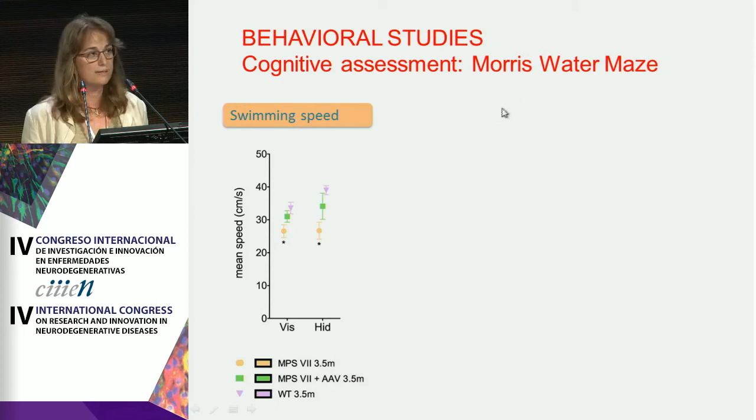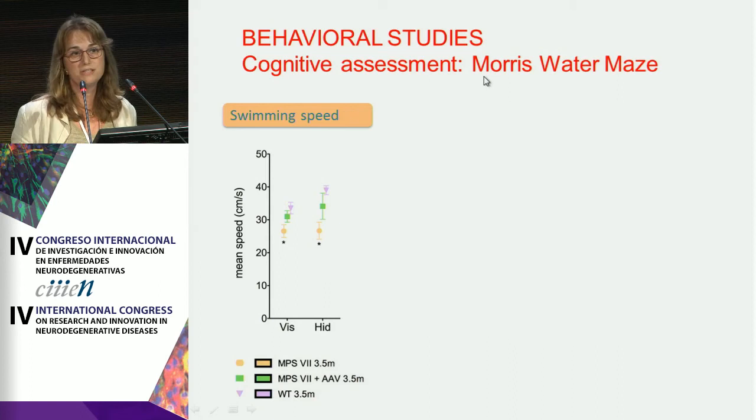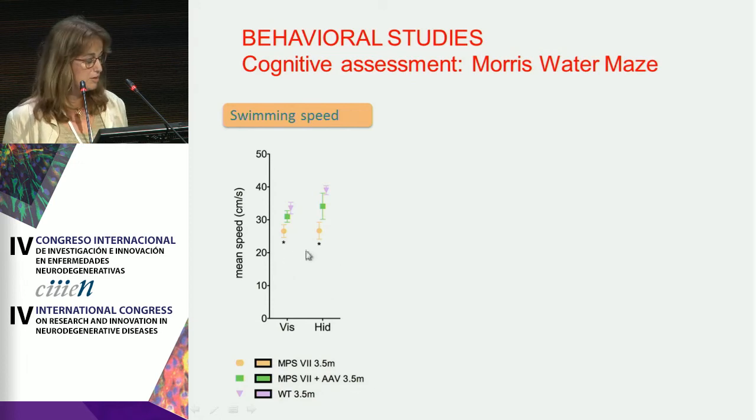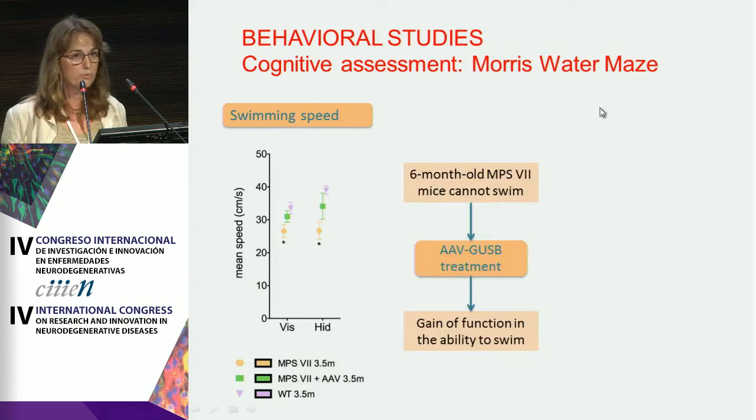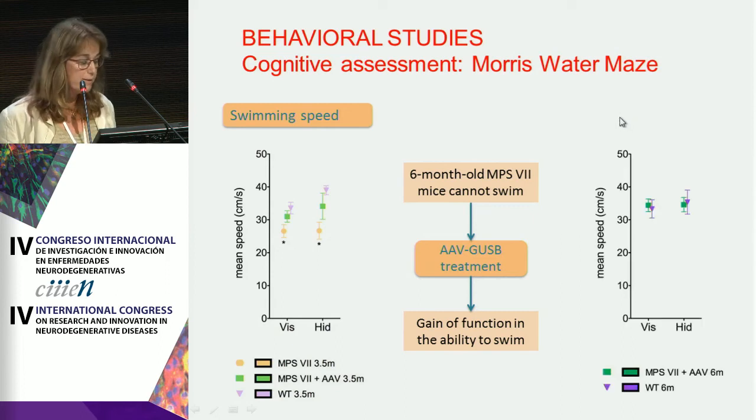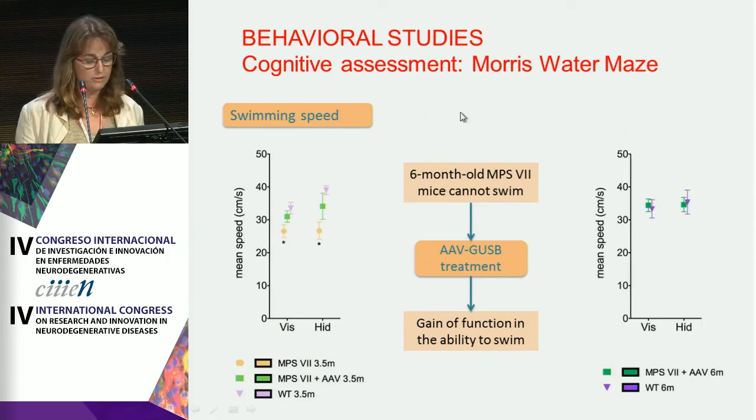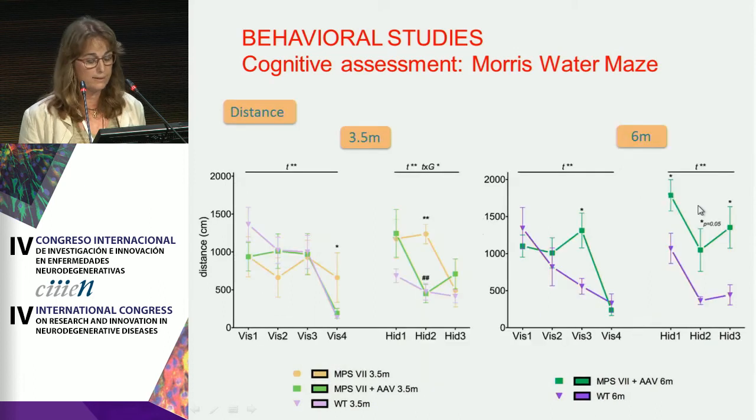The first difference we saw is that the treated animals have an overall physical condition which is much better than the non-treated animals. If we evaluate the swimming speed, the non-treated animals, in yellow, are significantly slower than the treated animals at 3.5 months. And the most important feature that we detected here is that the non-treated animals at 6 months were unable to swim. They just drowned when they were put in the swimming pool. So we couldn't evaluate the speed of the non-treated animals at 6 months, but the treated ones had exactly the same speed as the wild types.